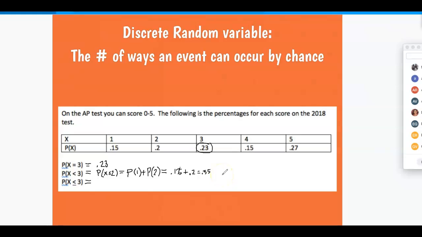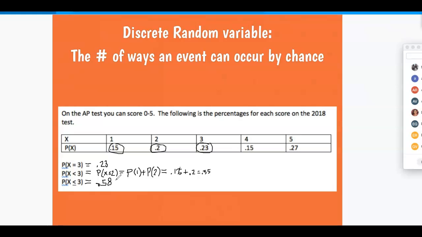Okay, why 3? 3 is the important number. 3 is passing. 3 gets you to count it as college credit. Less than or equal to 3, so that's 3 or less. So we're going to add probability of 1 plus 2 plus 3. So I'm going to add 0.15 plus 0.2 plus 0.23. So what is that? 0.58. 58% of students scored a 3 or lower.